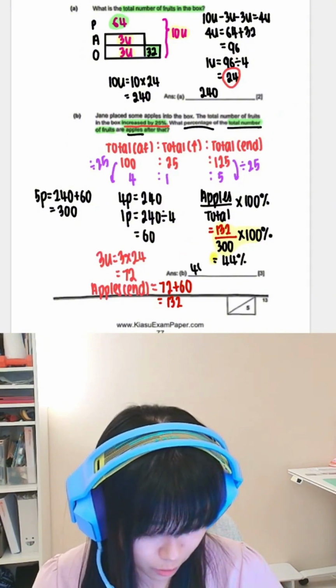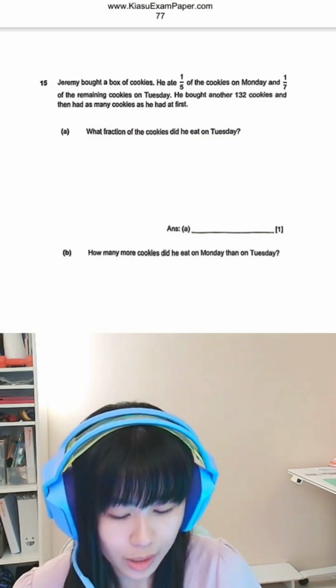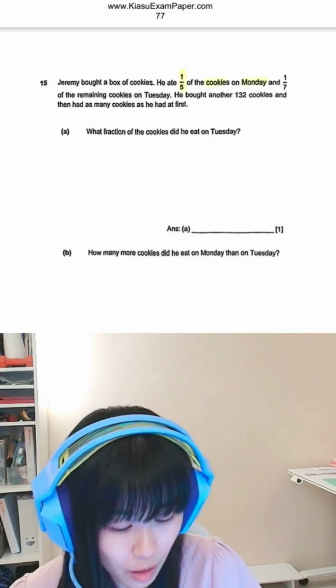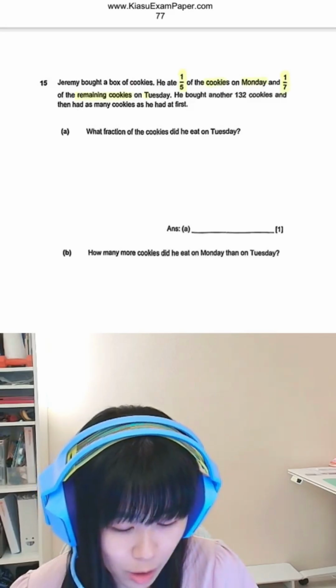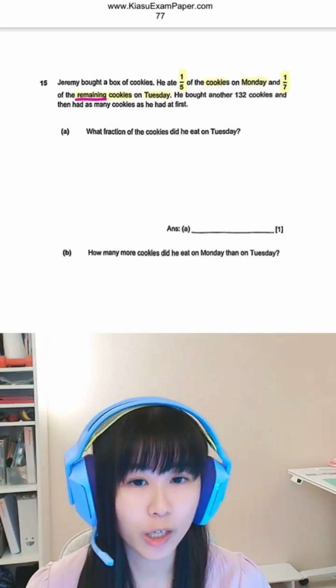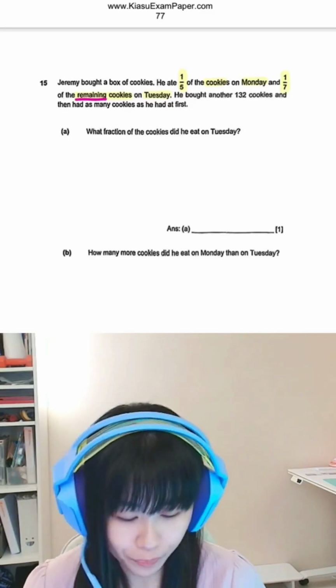Okay, 44% answer. Jeremy bought a box of cookies. He ate 1/5 of the cookies on Monday, 1/7 of the remaining cookies on Tuesday. Now you see the keyword remaining, right? Most probably it is branching. We're going to do branching. So how do we do branching? Start with the total.